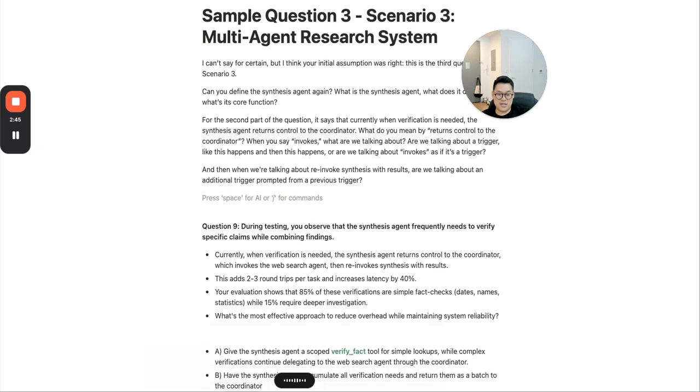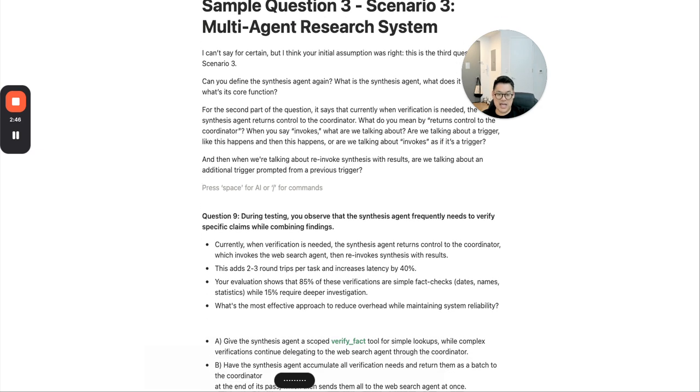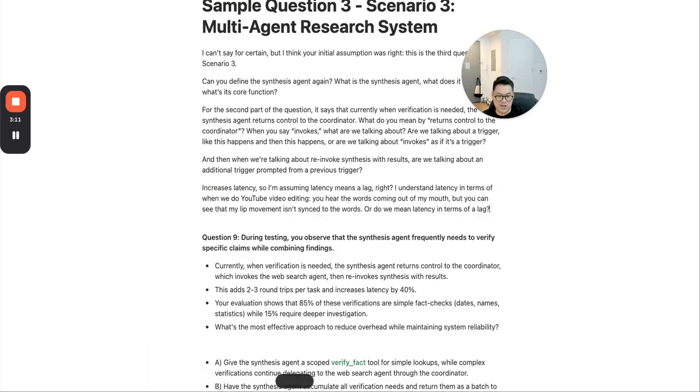Increases latency. So I'm assuming latency means a lag, right? Because I understand latency in terms of when we do YouTube video editing, where you hear the words coming out of my mouth, but you can see that my lip movement is not synced to the words that are coming. Or do we mean latency in terms of a lag? Never freaking assume anything.